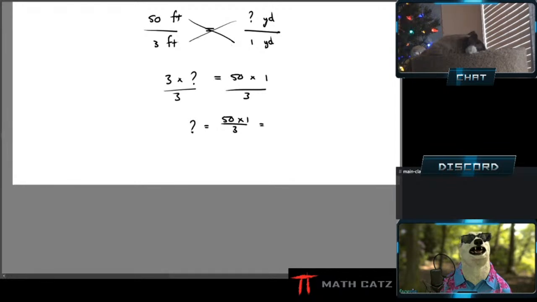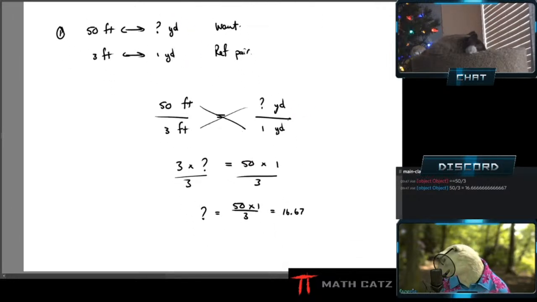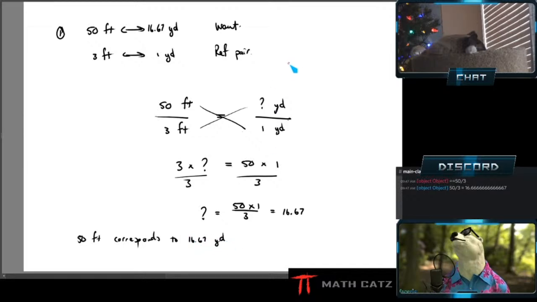Let's do it in the chat to see if MathBot is awake. That's unfortunately going to have some repeated decimals. I'll go 2 decimals, 16.67, and then I can go back up here and fill it in and say 50 yards. I should probably write out a sentence here. 50 feet, rather, corresponds to 16.67 yards.